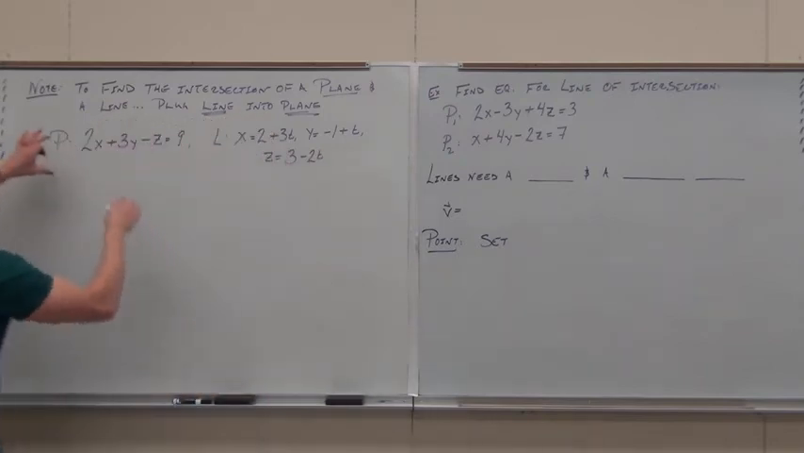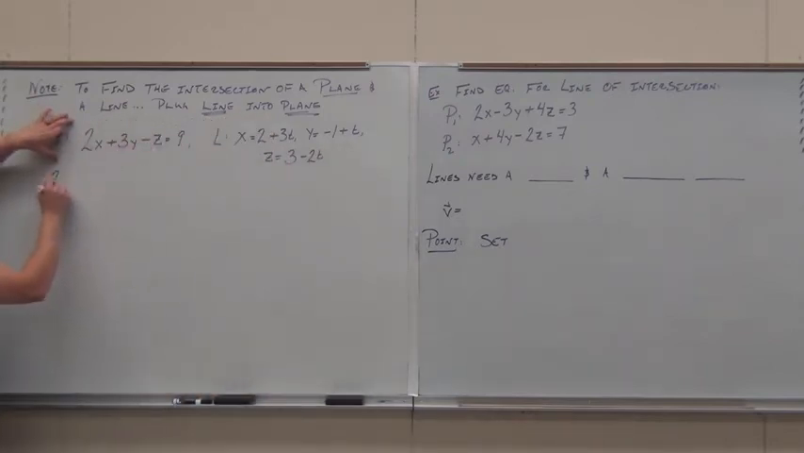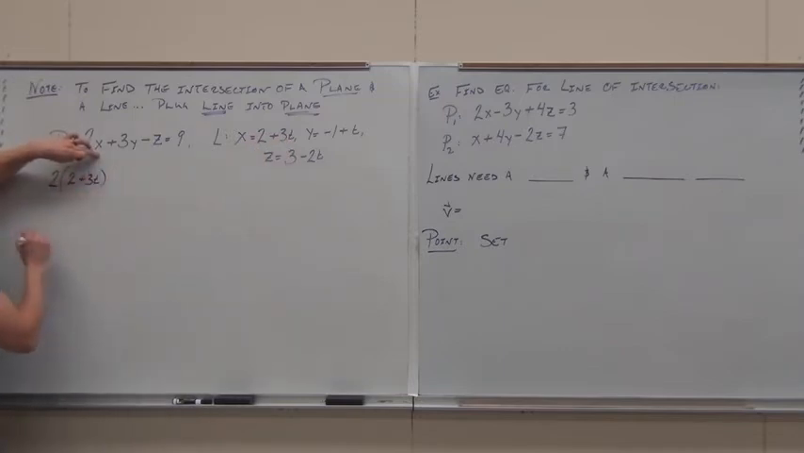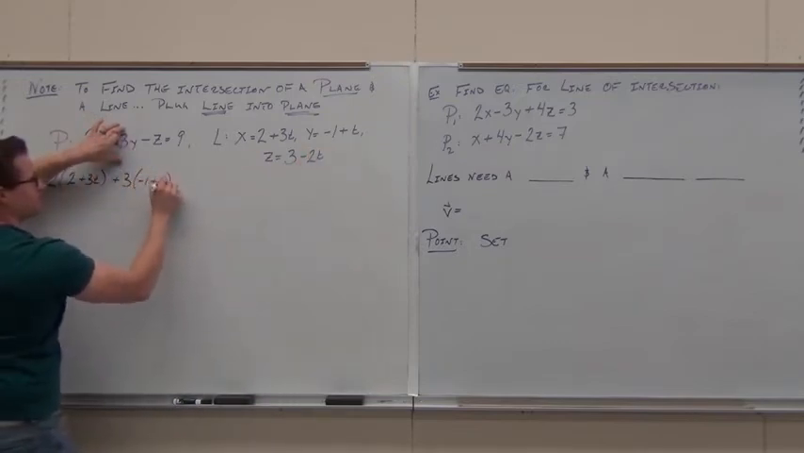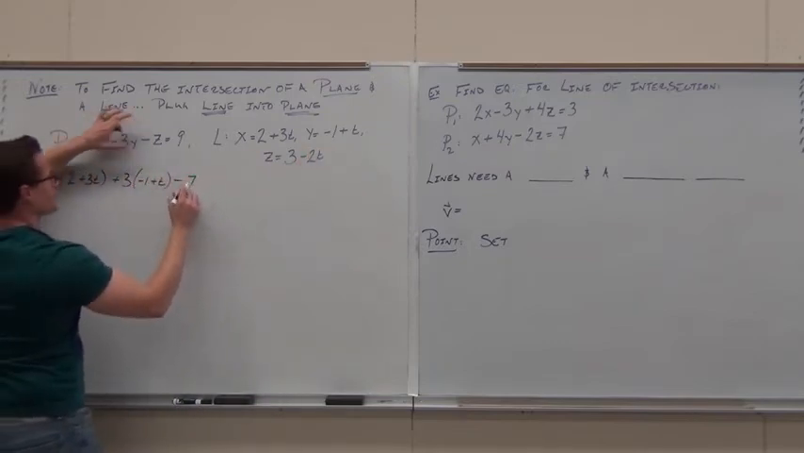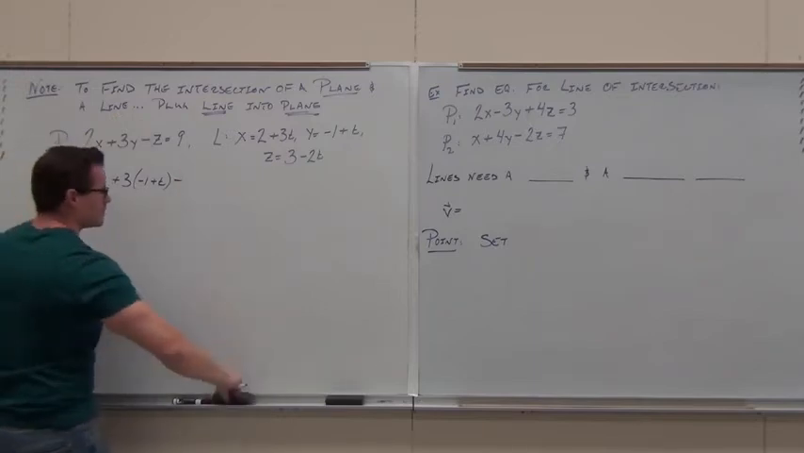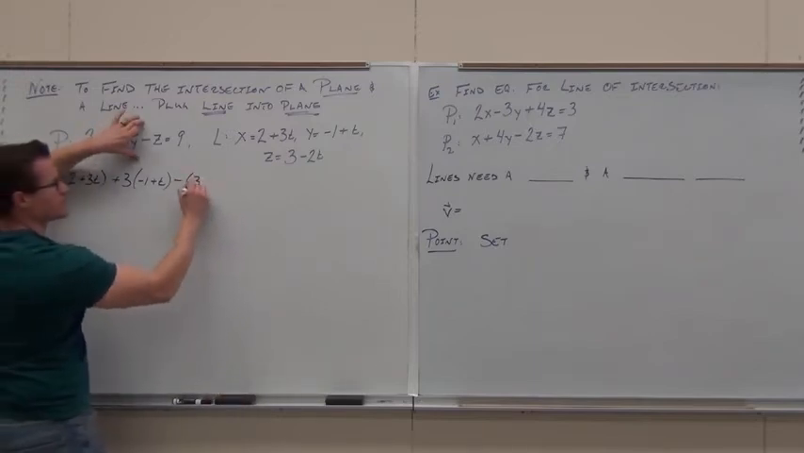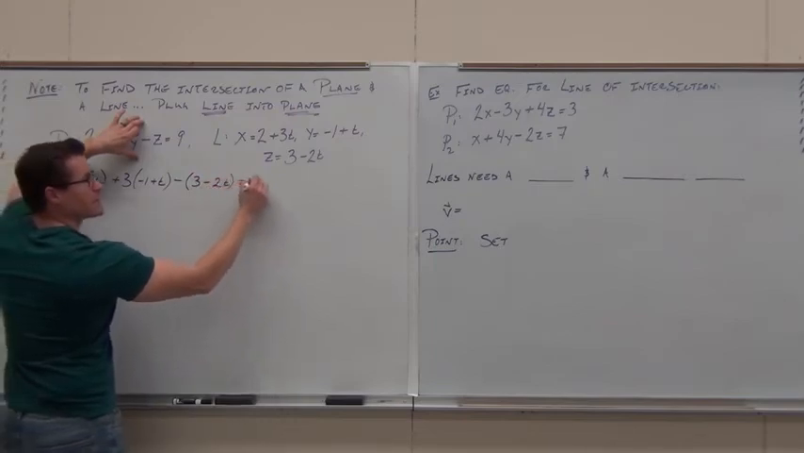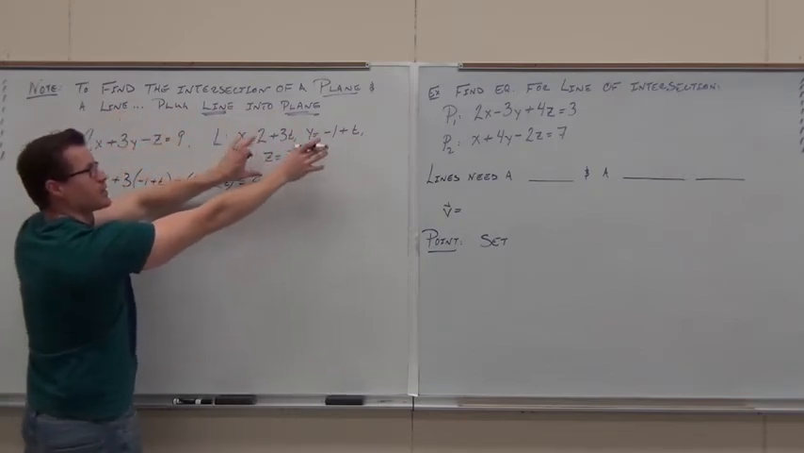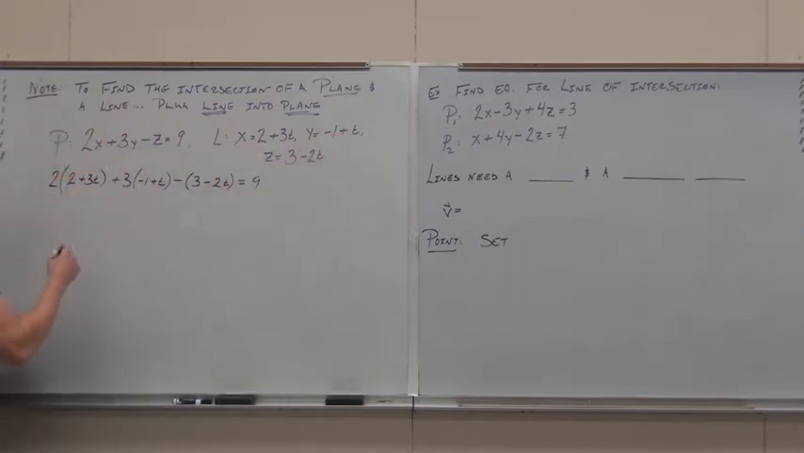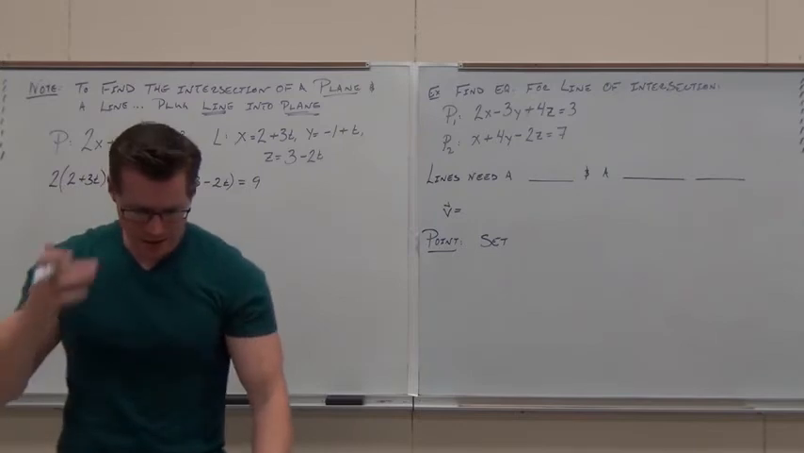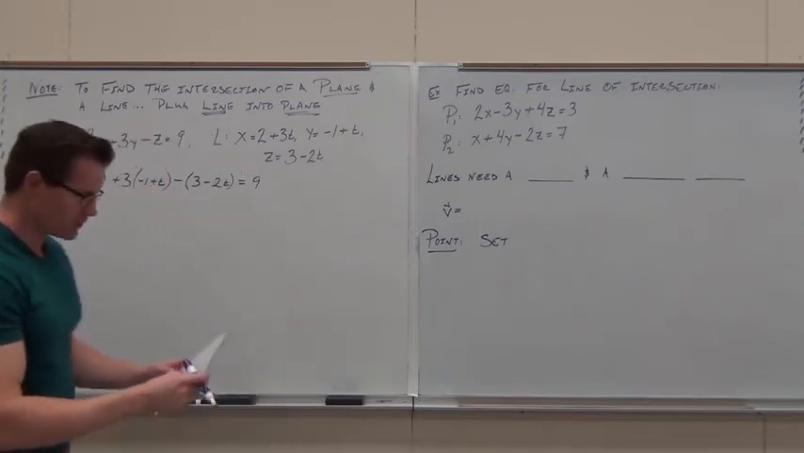So what that would look like, take our plane, X is 2 plus 3T, Y, negative 1 plus T, minus Z, just don't forget parentheses, 3 minus 2T, and that still equals 9. So we're just taking our X, Y, Z equations, parametric, plugging them into our plane, and solving. I'm sure that you can do this on your own.